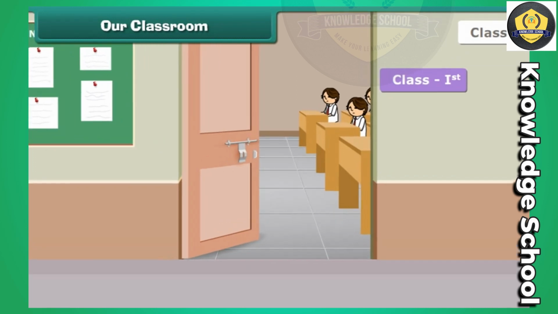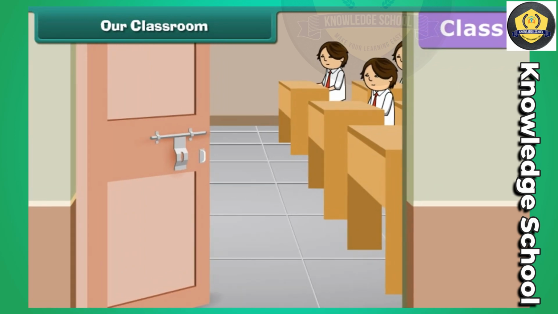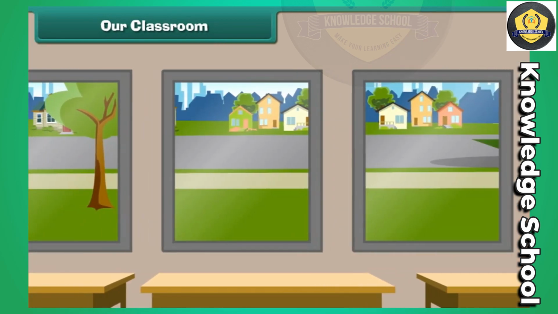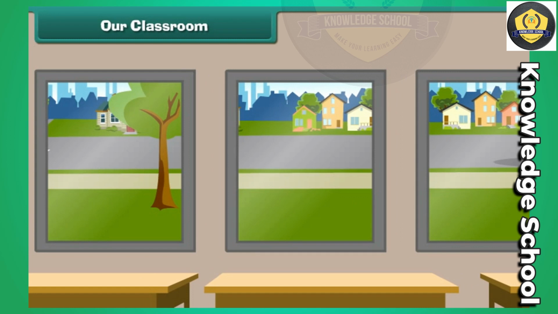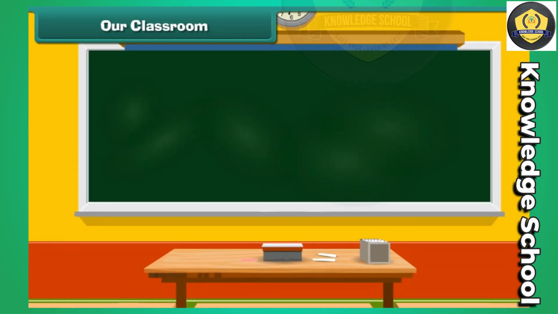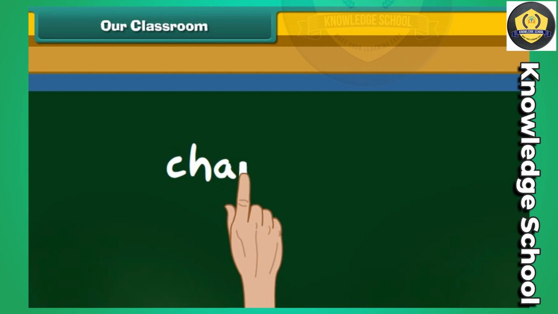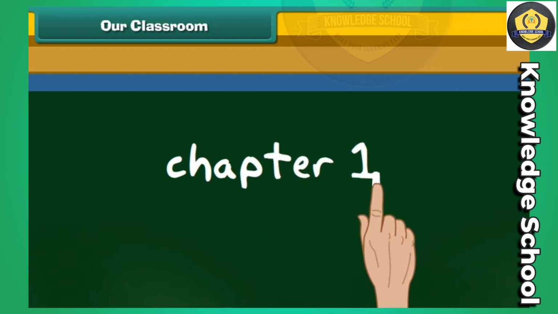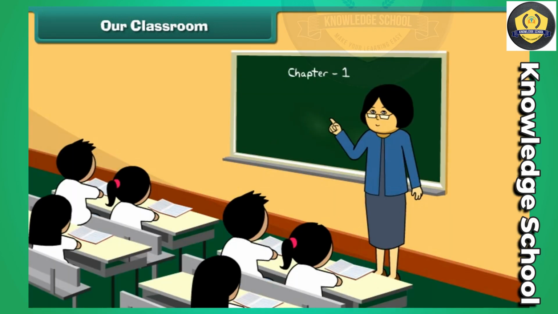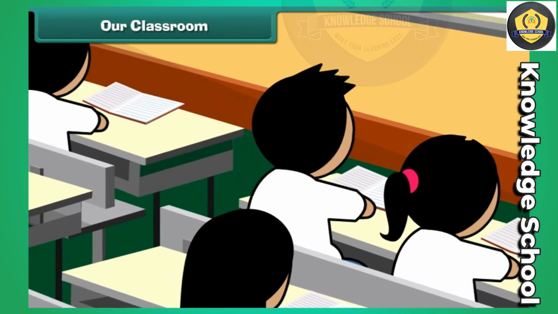A classroom is a place where students sit and study. The classrooms should be airy and clean. You can find a blackboard, chalk, duster, tables and benches in a classroom. The teacher writes with chalk on the blackboard. The students sit on benches and keep their books on the table.